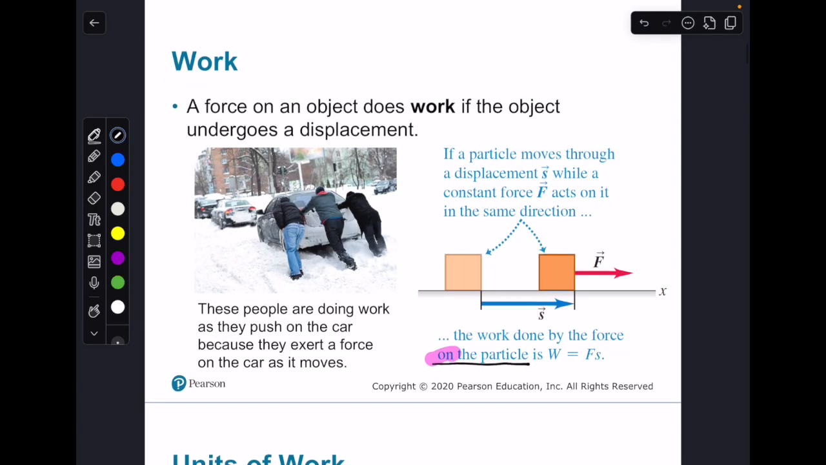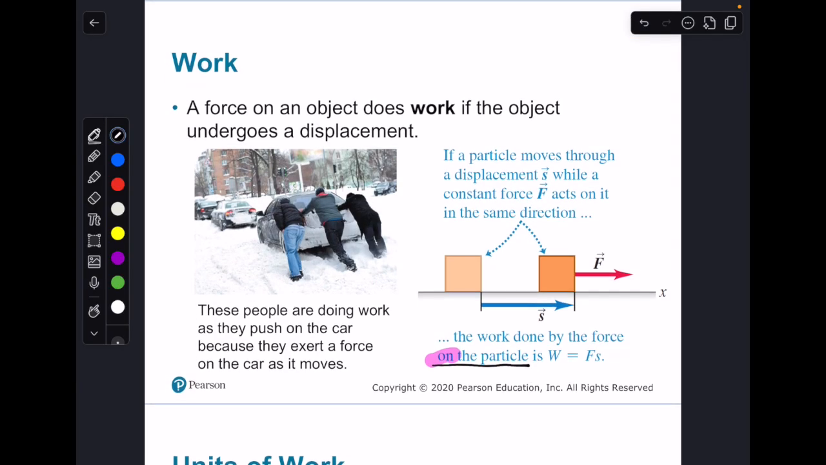So let's define what work is. When a force on an object does work, that means that the object is undergoing a displacement. In other words, work is the energy transfer by a force on an object, making it move. In order to do work on an object, that object needs to move.